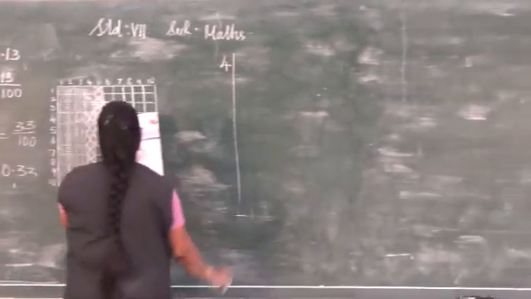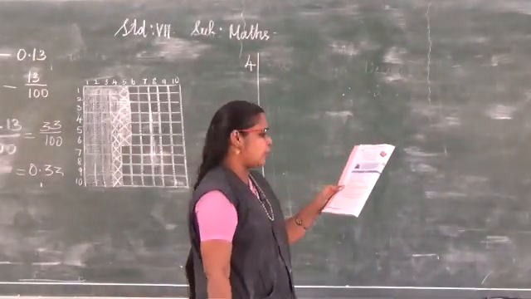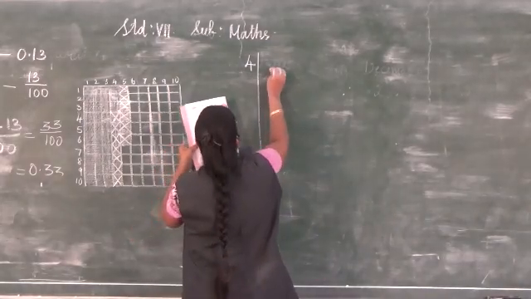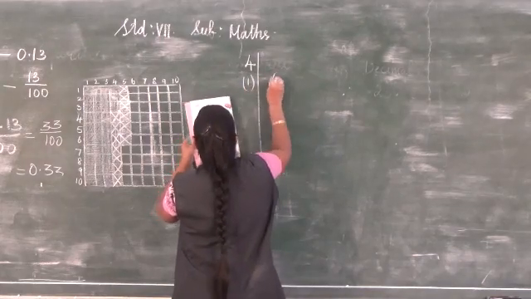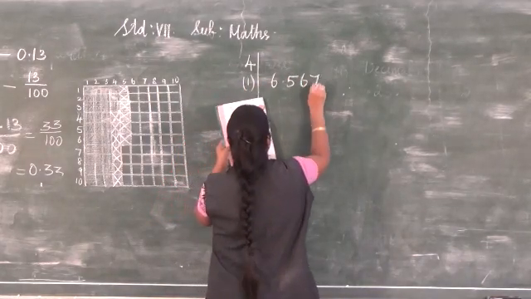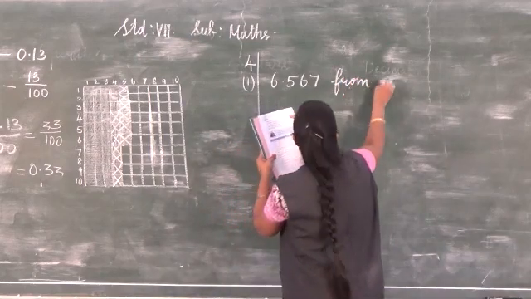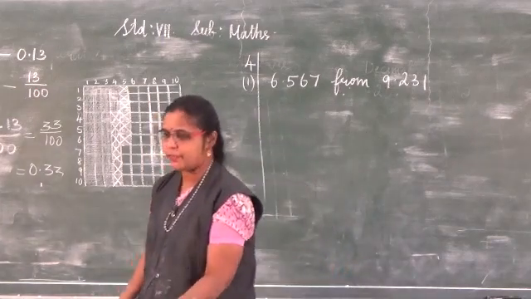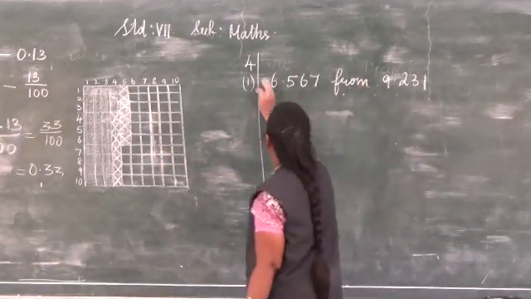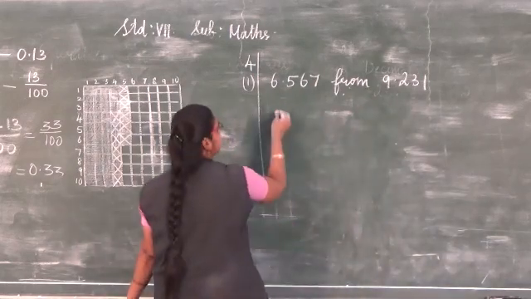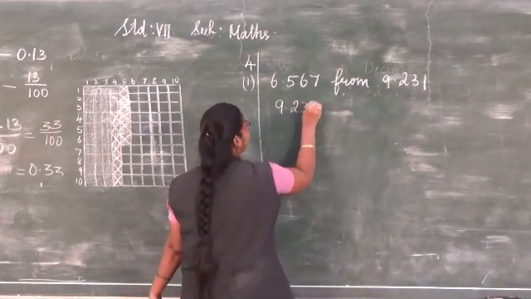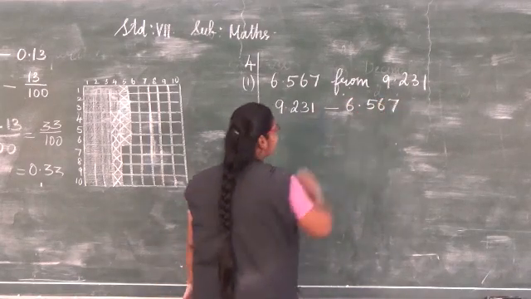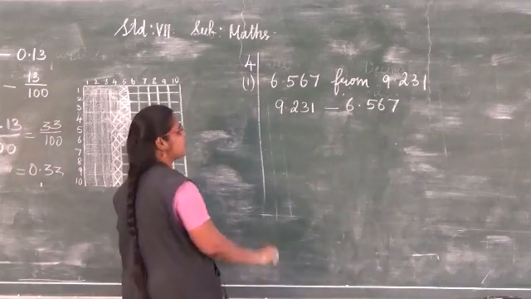Fourth one, subtract the following by using place value grid. So place value grid, here first one: 6.567 from 9.231. So whenever they have given from, so the second value you have to write first, the first value you have to write second. So 9.231 minus 6.567. So you have to write the place value chart.